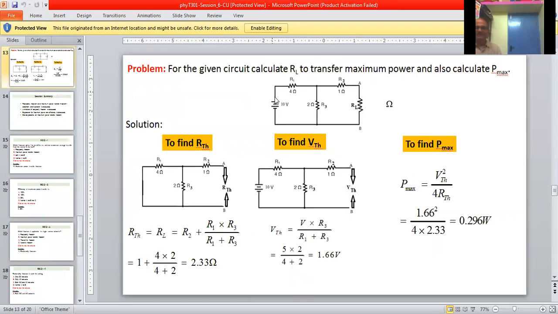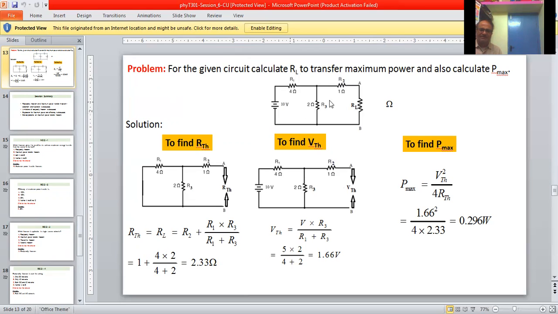And here is one example. With the help of this, we can calculate, this problem is based on the maximum power transfer theorem. So for the given circuit, calculate RL to transfer maximum power, and also calculate P maximum.